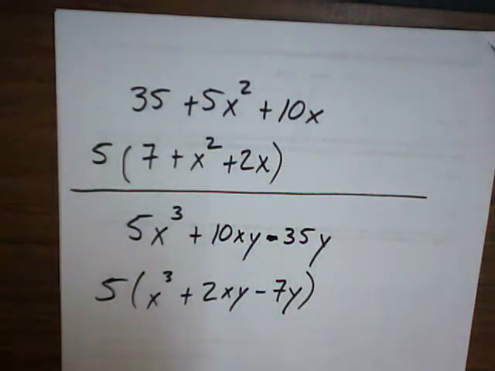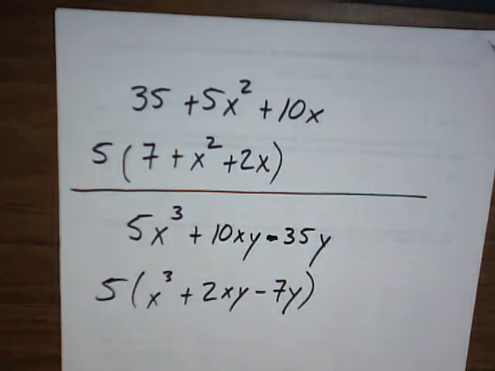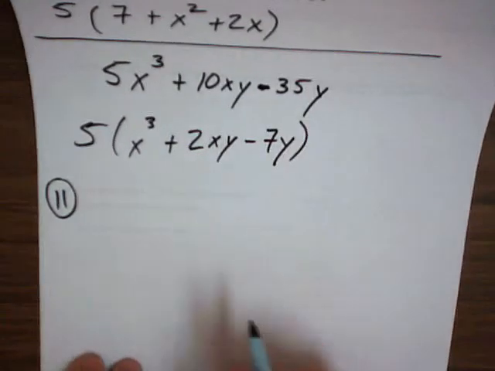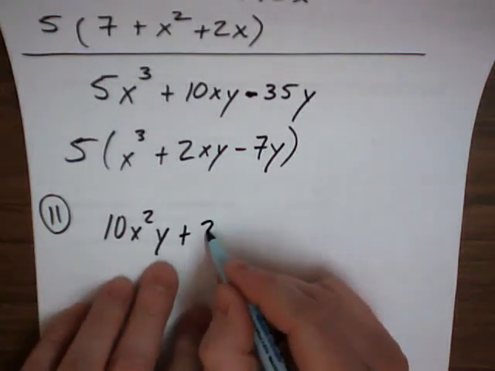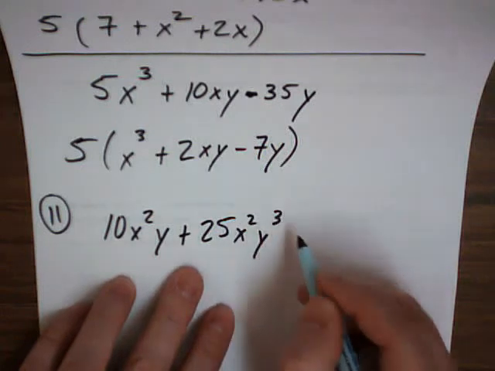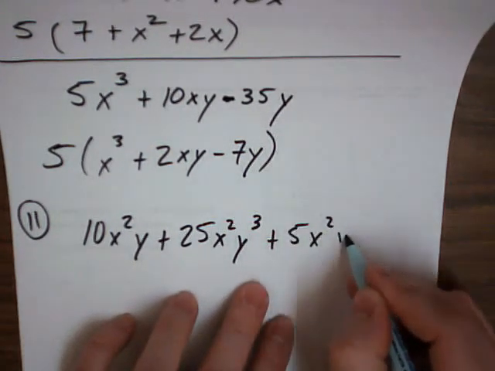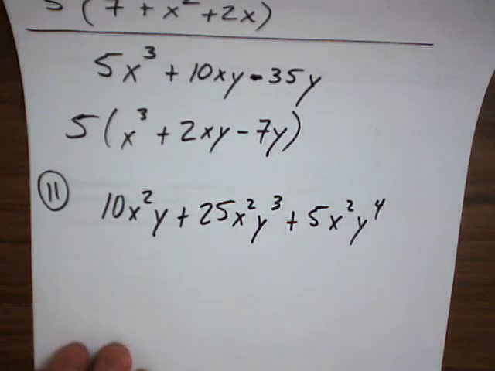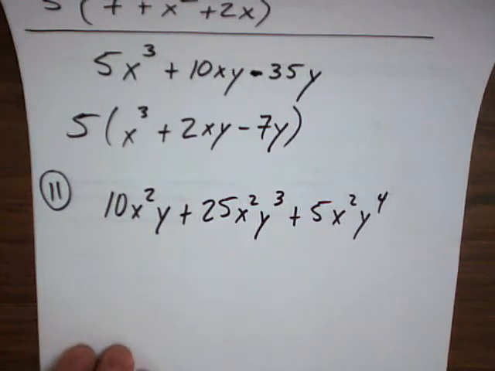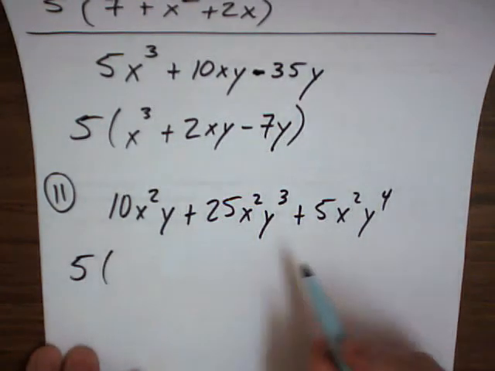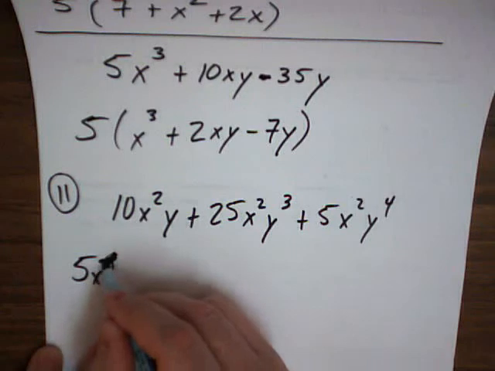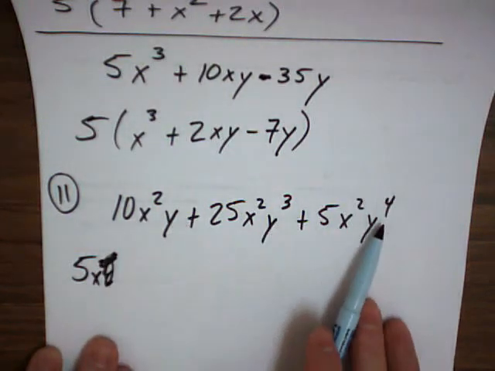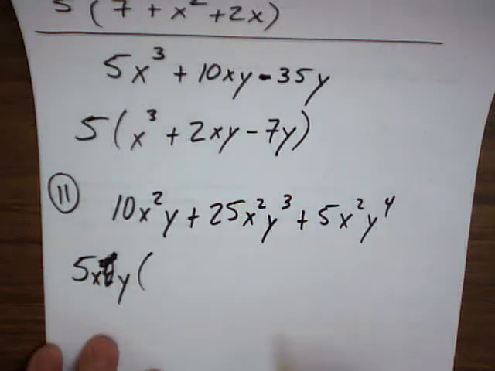Let's see. Gosh, let's just do something crazy tough. Let's do number 11. Let's just go for the glory. 10x squared y plus 25x squared y cubed plus 5x squared y to the 4th. You check the numbers first. Fives, okay. Now what about the letters here? You get an x squared on all of them, don't you? And what about these y's? Just the y. Now I'm going to start my parentheses.